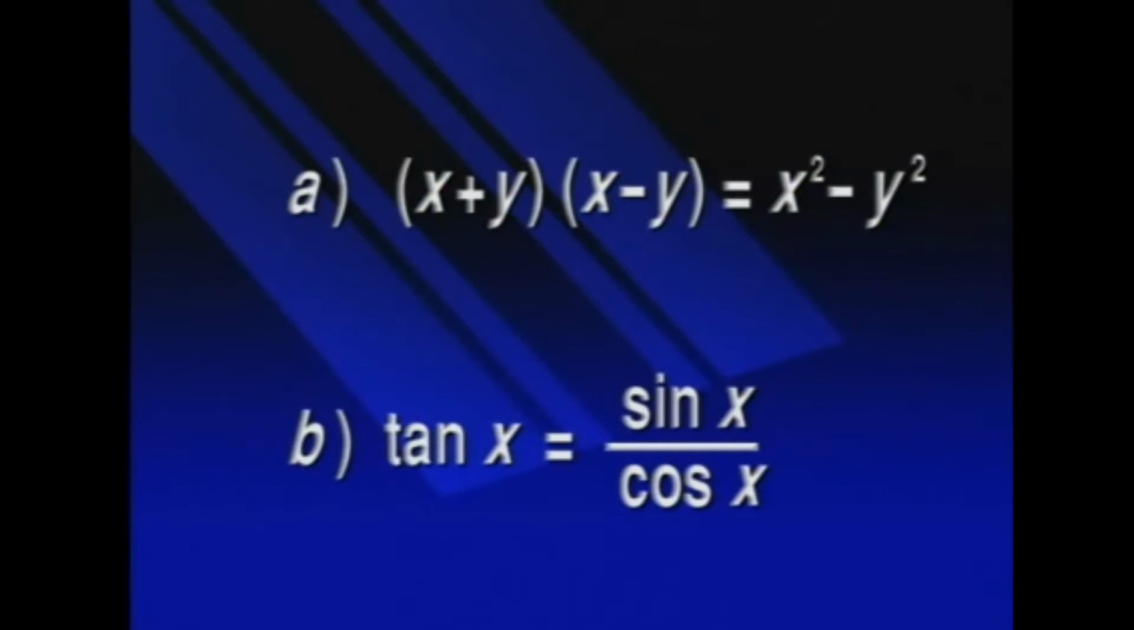Let's go to graphic number 2 and look at a different set of equations that also use variables in a different way. The first one is x plus y quantity multiplied by quantity x minus y, and we get x squared minus y squared. And the next is tangent x equals the quotient of sine x divided by cosine x. Now there, you have x's and y's. The first equation is an identity.